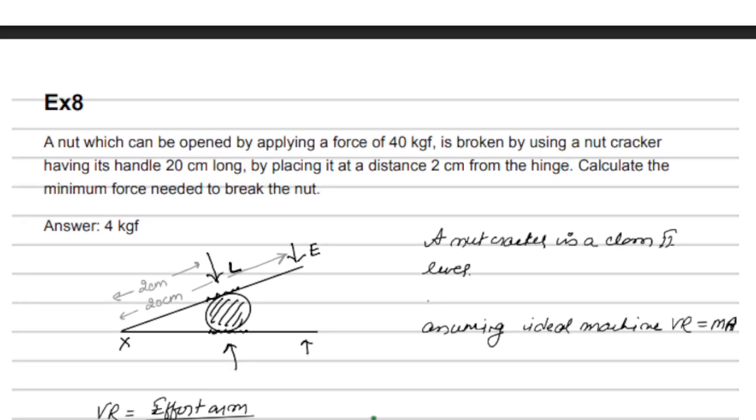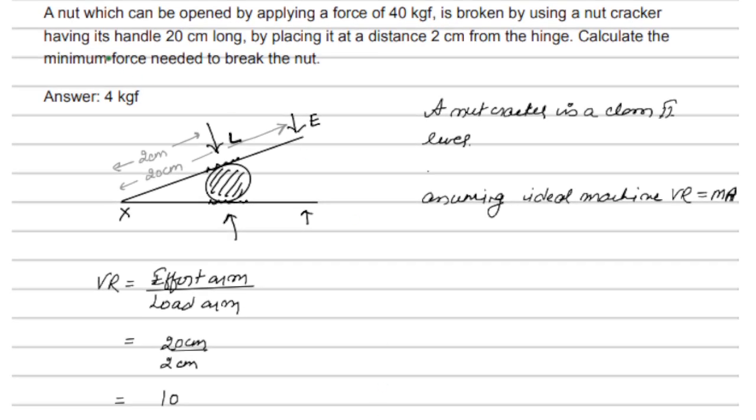Okay, let's go to example 8. A nut which can be opened by applying a force of 40 kgf is broken by using a nutcracker having its handle 20 centimeter long, by placing it at a distance of 2 centimeter from the hinge. Calculate the minimum force needed to break the nut.